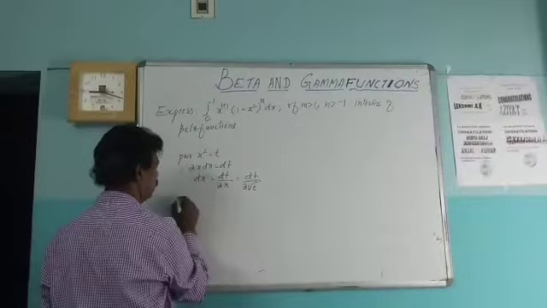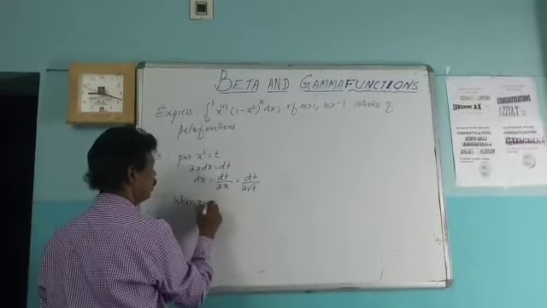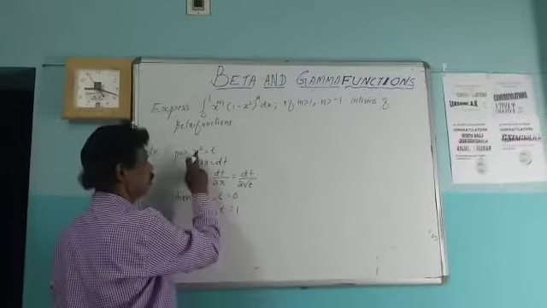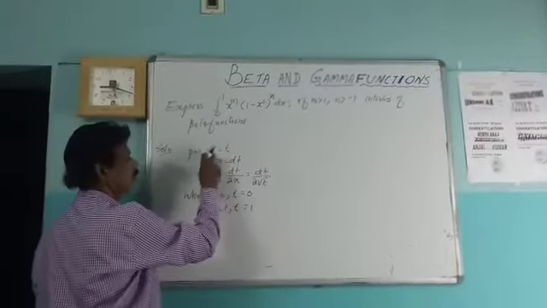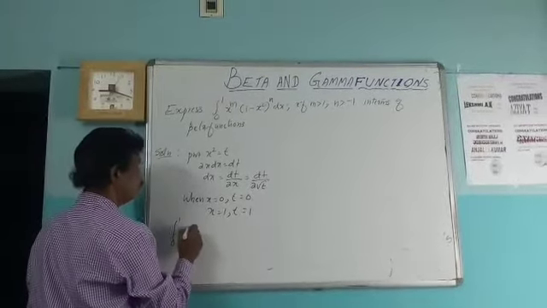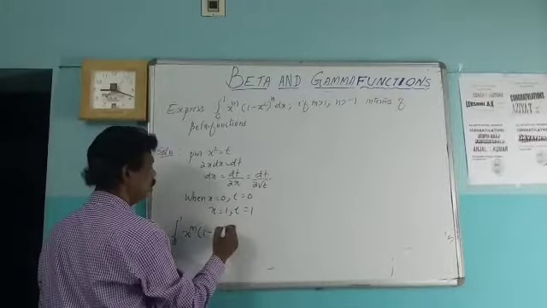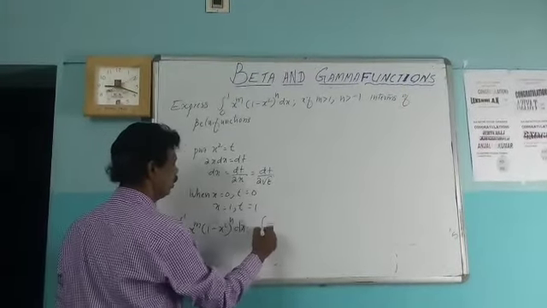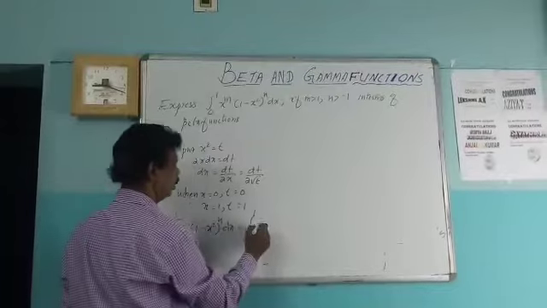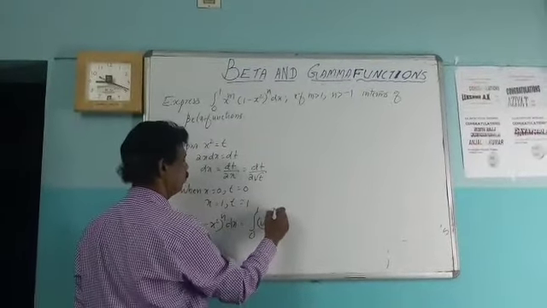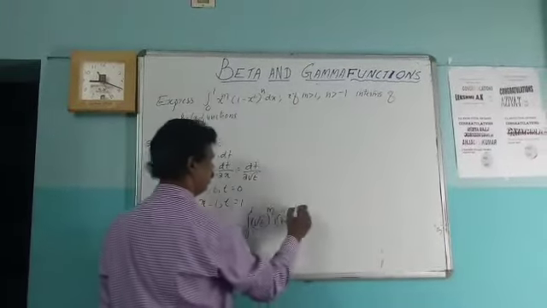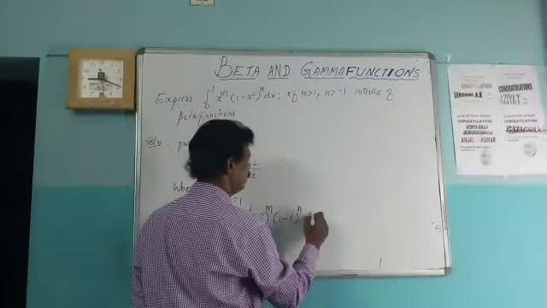Okay. Change the limit. When x equal to 0, then t is also equal to 0. When x is equal to 1, then t is also equal to 1. Substitute that. Integral 0 to 1 x raised to m, 1 minus x square, the whole raised to n, dx equals integral 0 to 1, root t, the whole raised to m, 1 minus t, the whole raised to n, into dx, where dx equals dt divided by 2 root t.